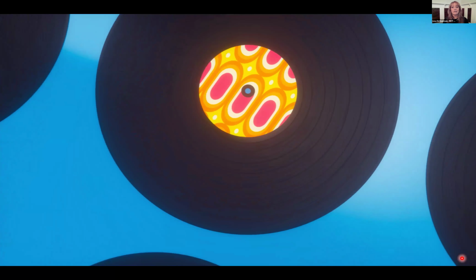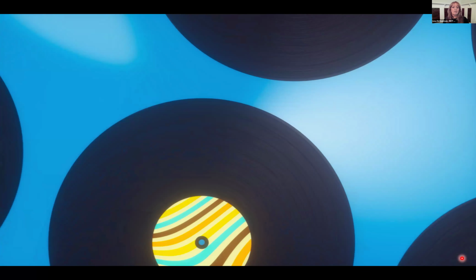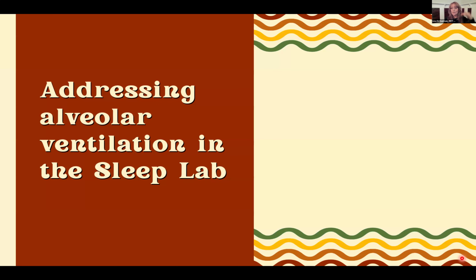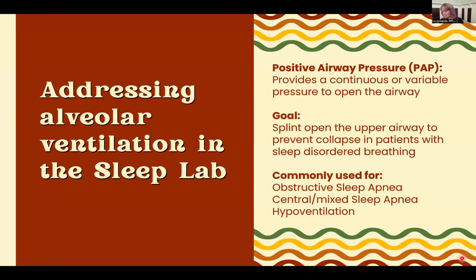You're just listening to the radio. You're doing fine. Some of us may have one single on there, and then others are rotating a lot of discs, waiting for the next one to drop. How we address alveolar ventilation in the sleep lab, though, is what we're going to look at now.